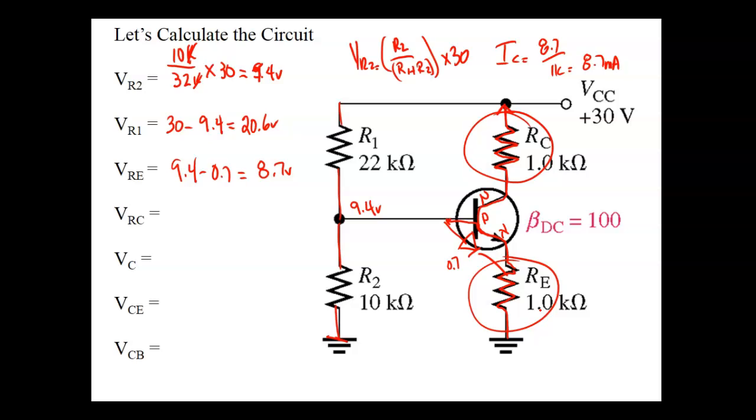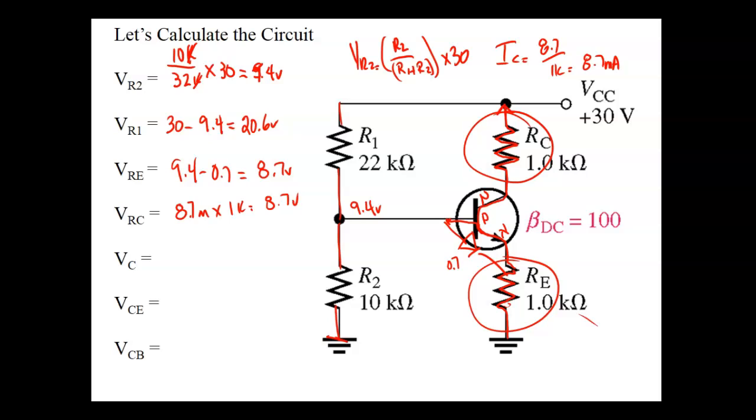Okay, VRC is going to be equal to, V is equal to I times R. So we're going to say 8.7 milliamps times 1K equals 8.7 volts. The only reason that we should have known that is because we got 8.7 volts here. It's a series circuit. This is 1K. That right there is 1K. It's a series circuit, so if current is the same, resistors of the same size will drop exactly the same voltage, right?